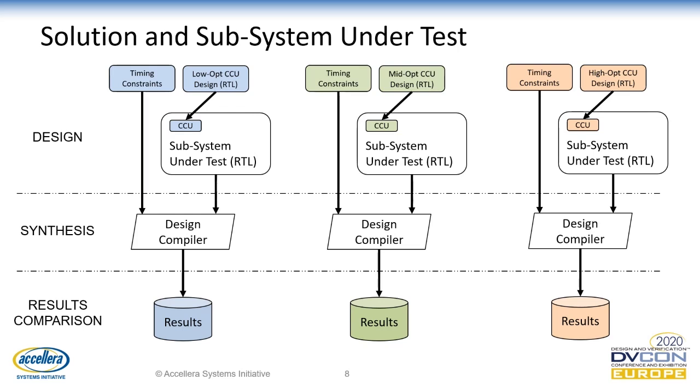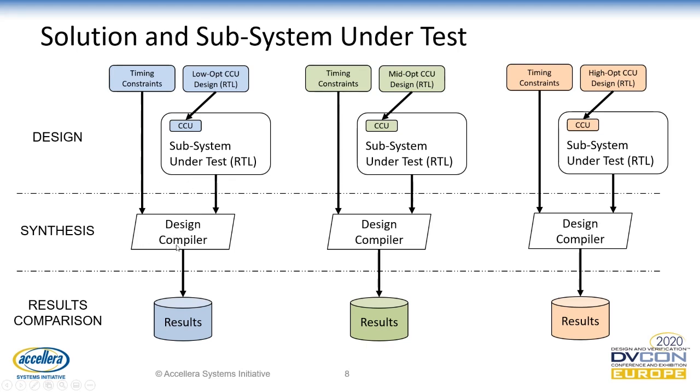So the work that we performed is essentially the following. Here we can see three versions of the same clock controller unit: the low optimized, the middle optimized, and the high optimized clock controller unit. We instantiated these three versions in the same subsystem RTL, which is the sensor subsystem. After that, along with the timing constraints related to making clocks synchronous or asynchronous to each other, we run synthesis. These two are the inputs to the synthesis tool.